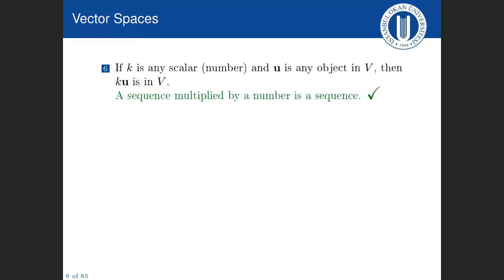Axiom number 6, closure under scalar multiplication. Again, we know from Mathematics 2 that if we take a sequence and multiply it by a number, then we get a sequence. So in other words, if k is a number and u is a sequence, then ku is a sequence, so ku is in V.